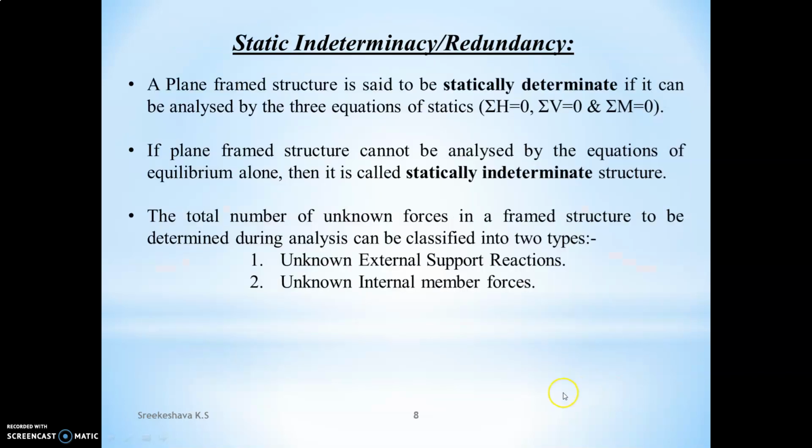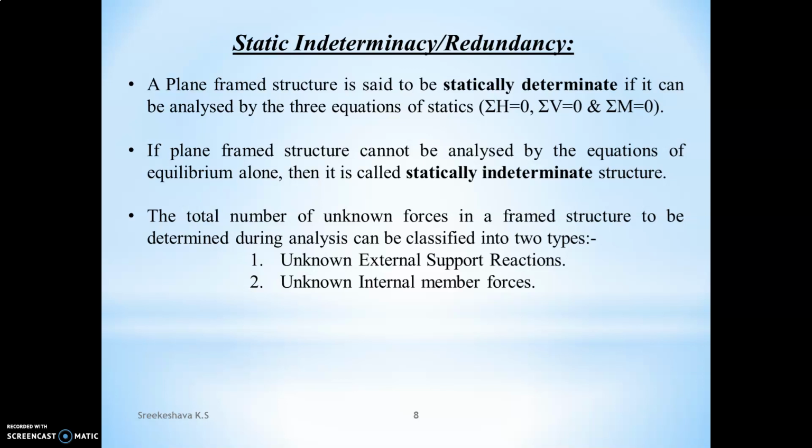Okay, the next important topic is static indeterminacy or redundancy. I'm making one thing clear: if I am talking about statically determinate or statically indeterminate, it is with respect to the structure. If I am talking about static indeterminacy or redundancy, that is with respect to the joint of the structure.